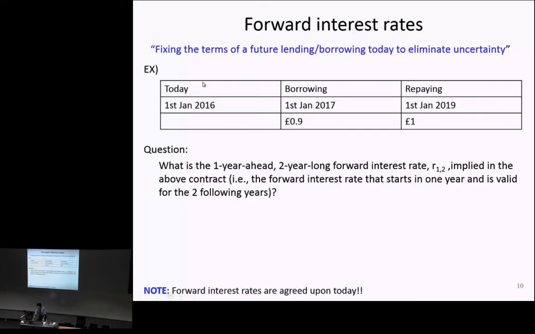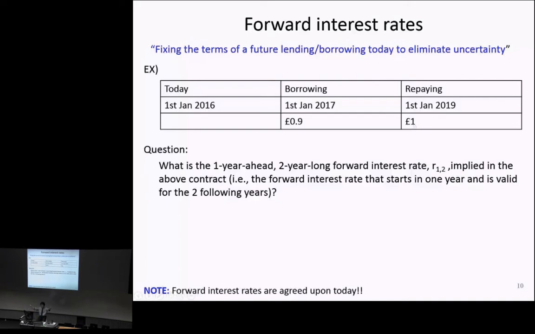So let's say today is 1st of January 2016, and the lender and borrower enter into the following contract. The borrowing will start not today. The borrowing will start 1 year from today. That's 1st of January 2017. The borrowed amount is 0.9 pounds, and the borrowing will last for 2 years. So the repayment will take place on 1st of January 2019. The repayment amount is £1.